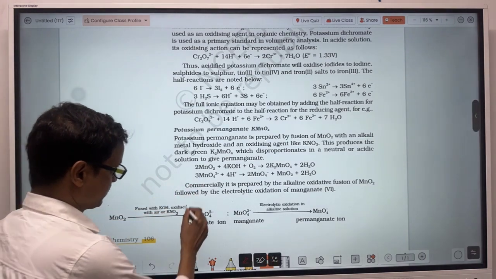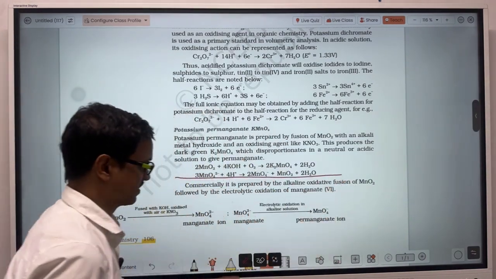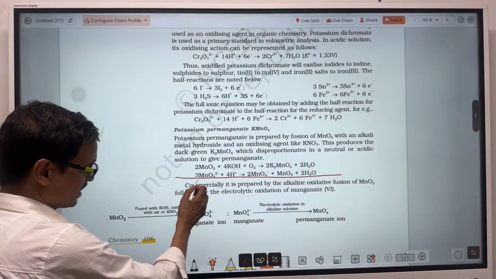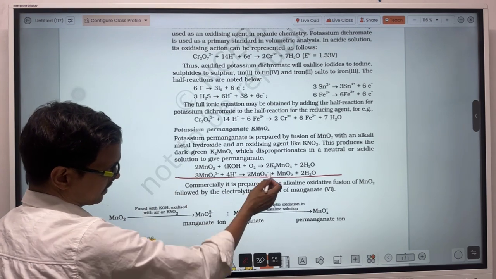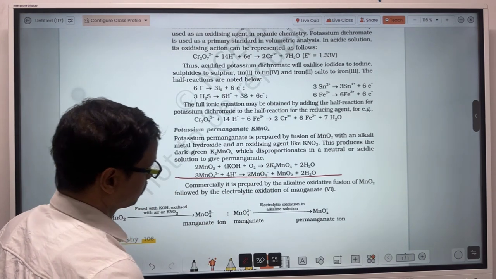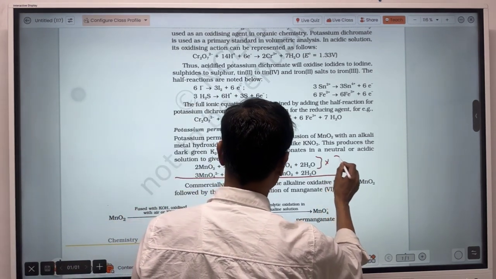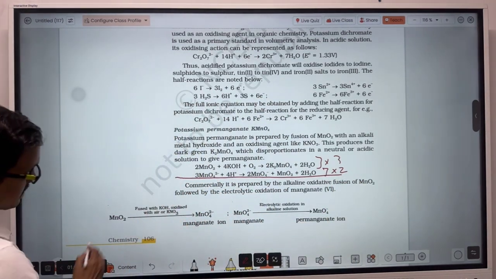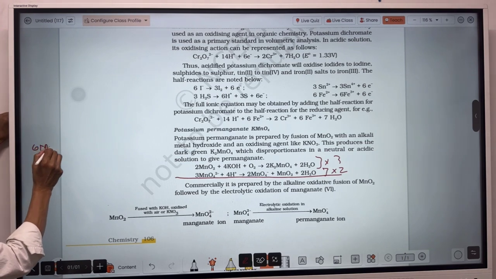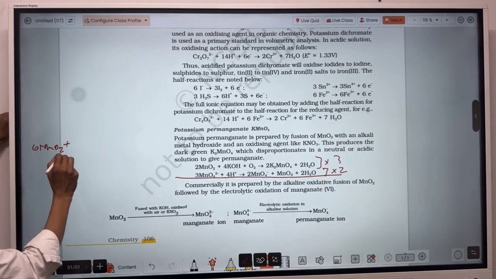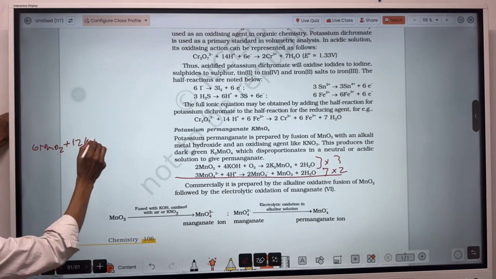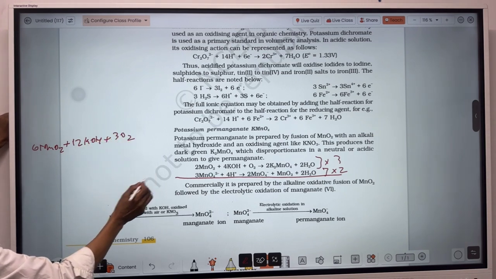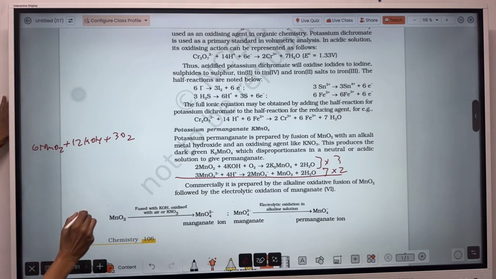What will the overall reaction be? Listen here, how to write the whole reaction. Here 3 moles of manganate are taken, and here 2 moles have been taken. So what to do? Multiply this equation by 3 and the other equation by 2. Products we should write later on, okay, if you write.